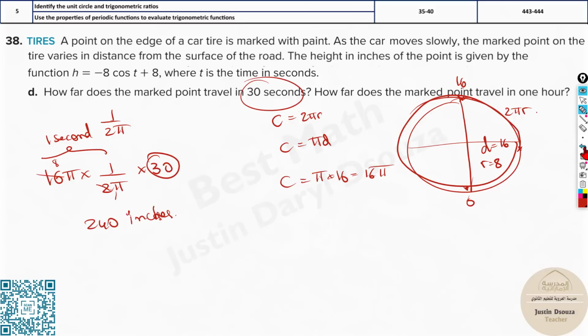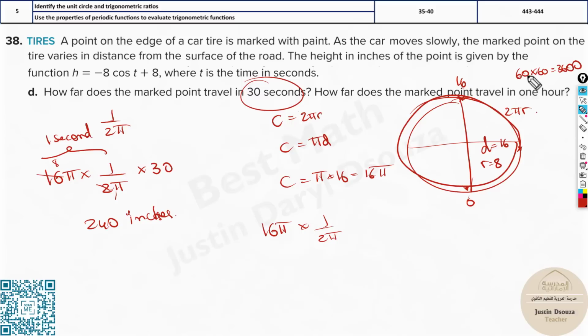Let me write it again. 16 pi is the circumference, and 1 by 2 pi is the number of rotations per second. So I got the total distance traveled in 1 second. This much is for 1 second. Now I need 1 hour. How much is 1 hour in seconds? 60 times 60 is 3600. So 3600 seconds is 1 hour.